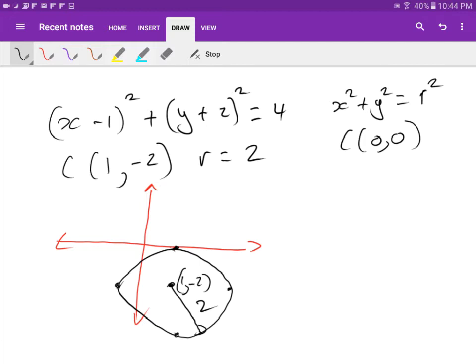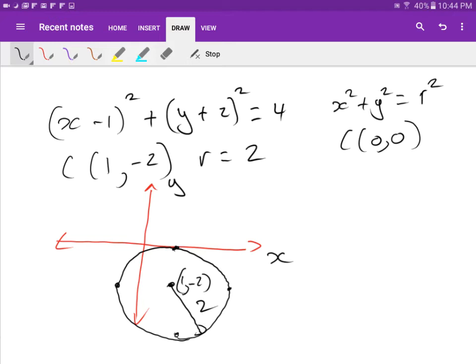Okay, the center is this. Let's see if I can do a bit better than this. There you go. All right, so that's a circle. So this is x, this is y. The center is 1, minus 2, the radius is 2. Now this is how you graph.